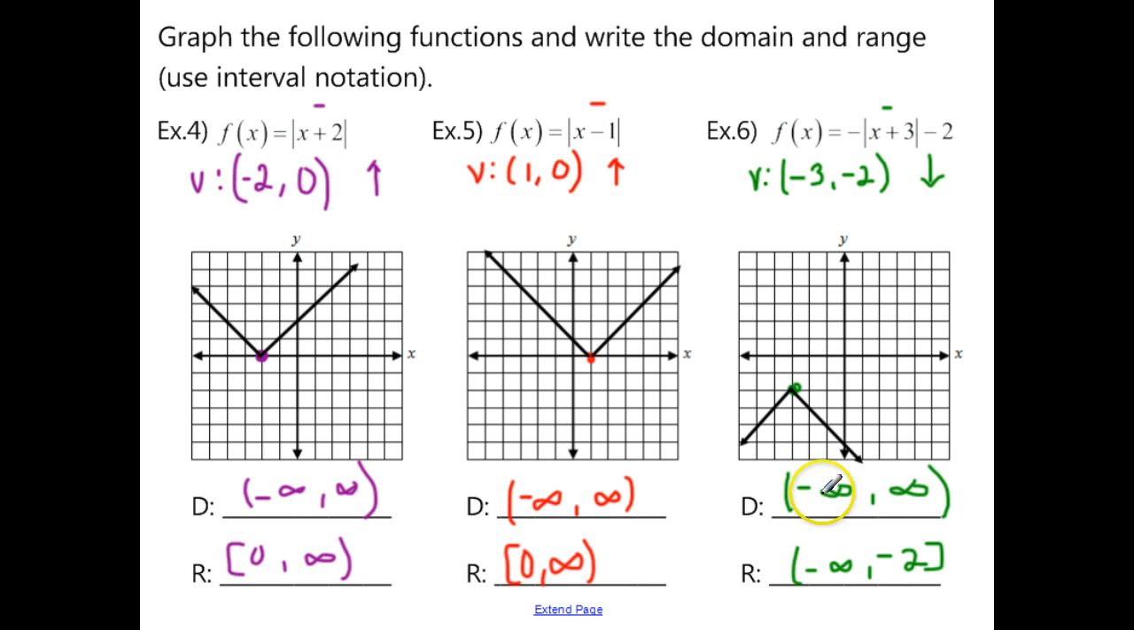And our range is negative infinity, because it'll go forever down. And then our highest y value is going to be negative 2. So we close off the bracket at negative 2.